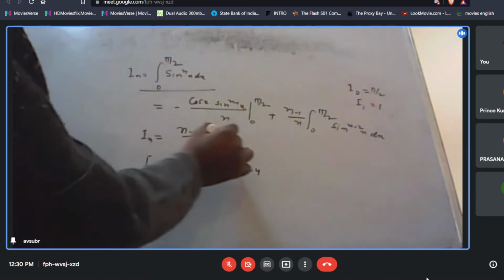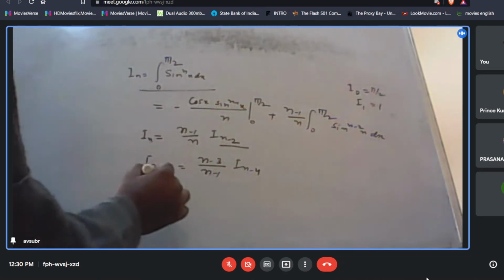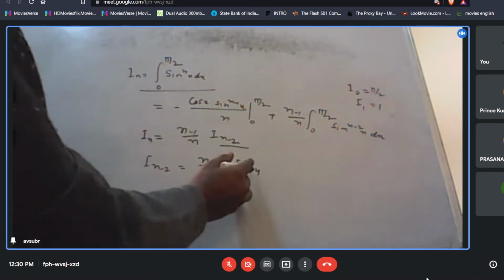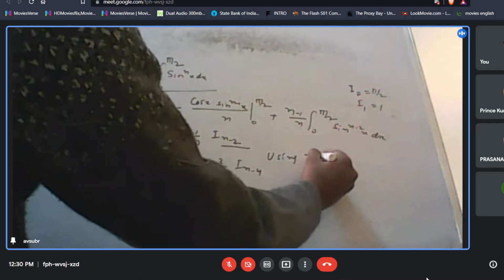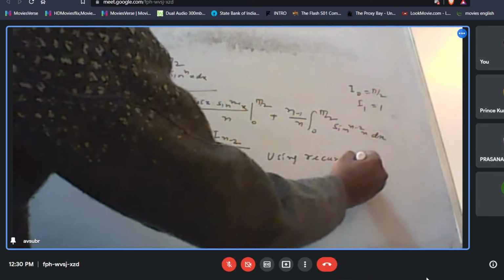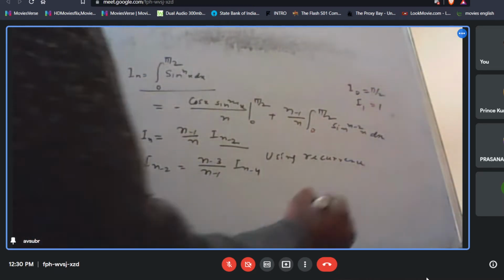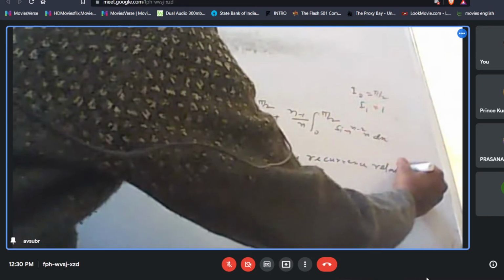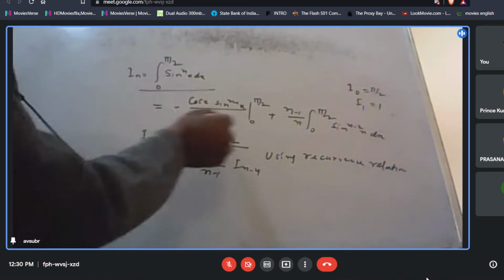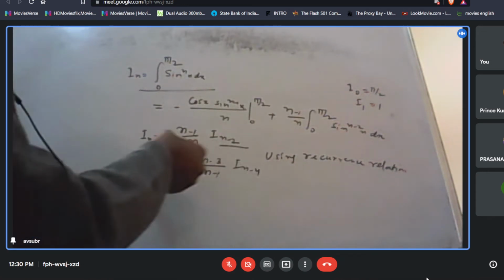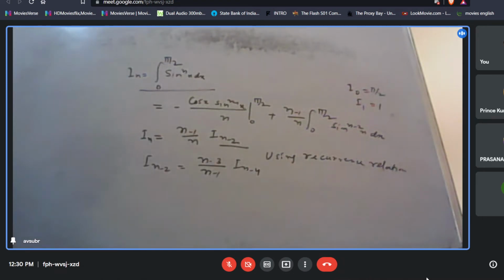If n is reduced by 2, then 2 will be reduced by... this is which formula we call it? We call it the recurrence relation. So we see how the trend is, and accordingly the next will also vary like that.